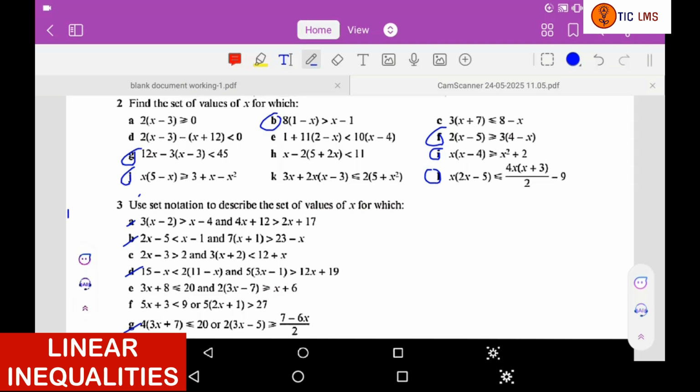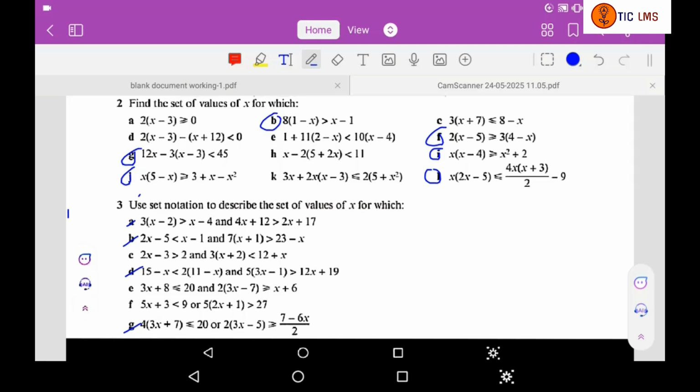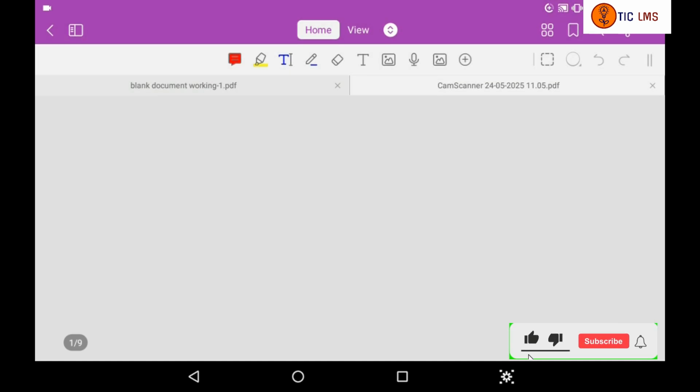Now, this question 3 is very important on how you get the set notation, and it requires so much attention so that you do not make mistakes. So, in this particular video, we shall be solving question 3, A, B, D, and G, and I'll allow you to try your hands on the remaining. Let's delve right into it.